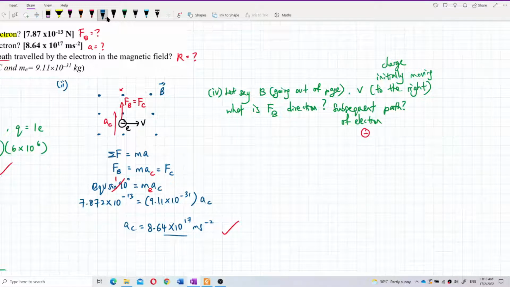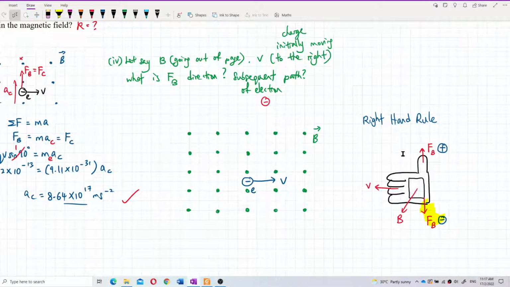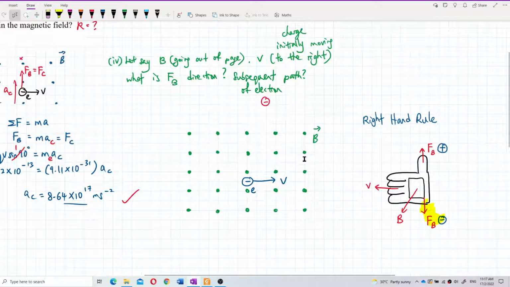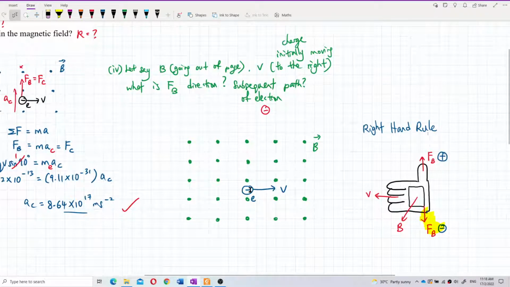This is the magnetic field going out of the page. Let me draw it out first for you. Okay, I have drawn it already. A magnetic field going out of the page, and an electron charge initially moving to the right. So what is the magnetic force direction?